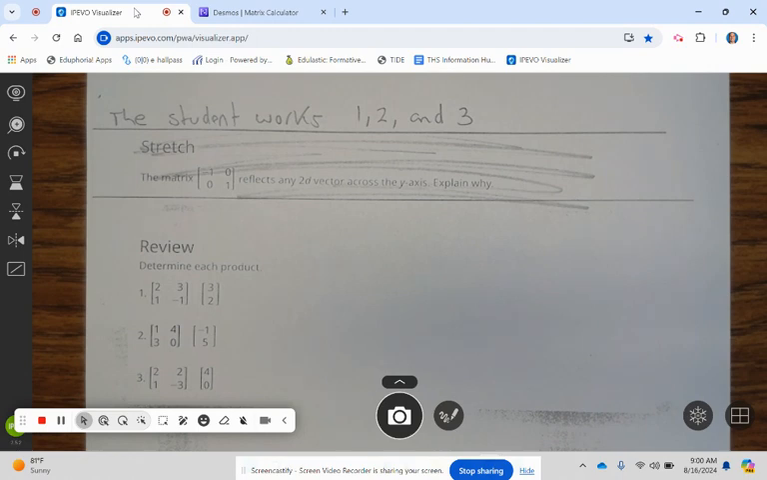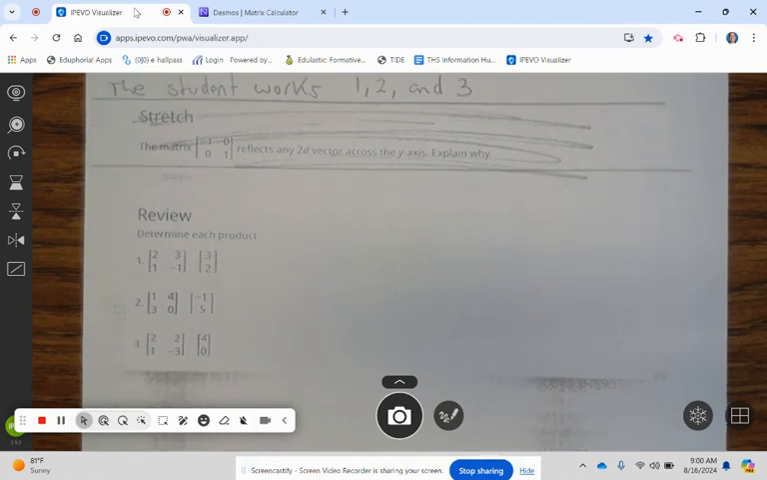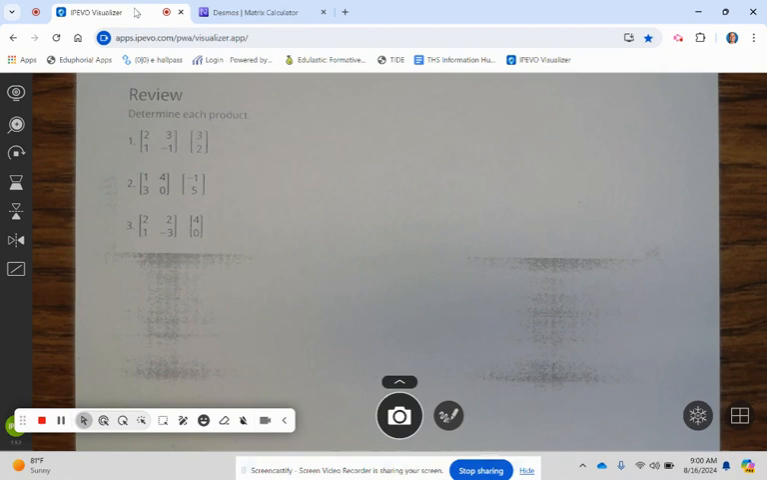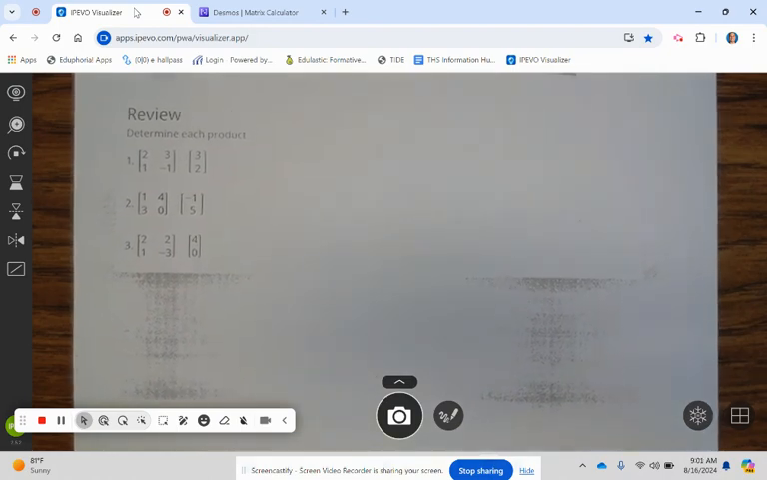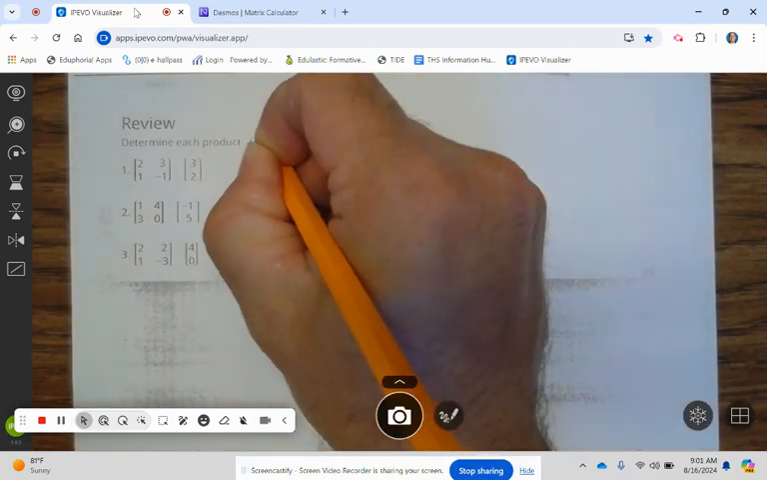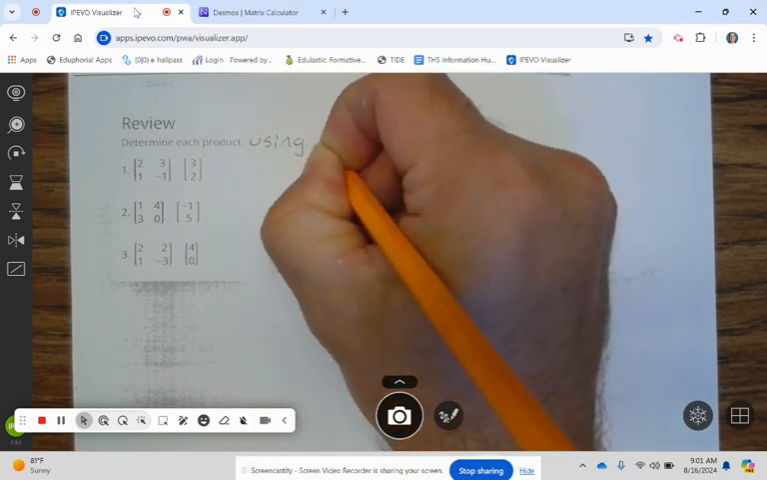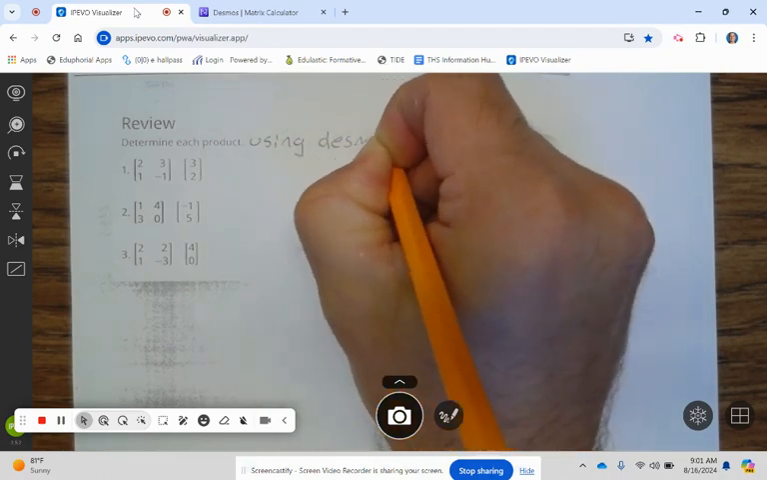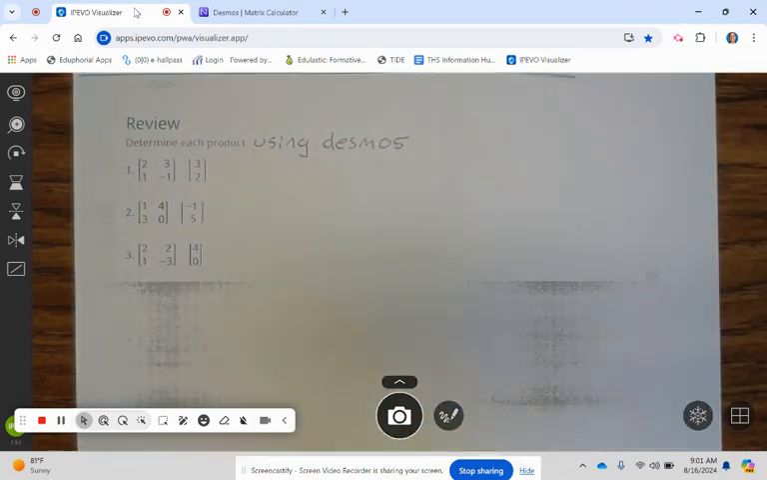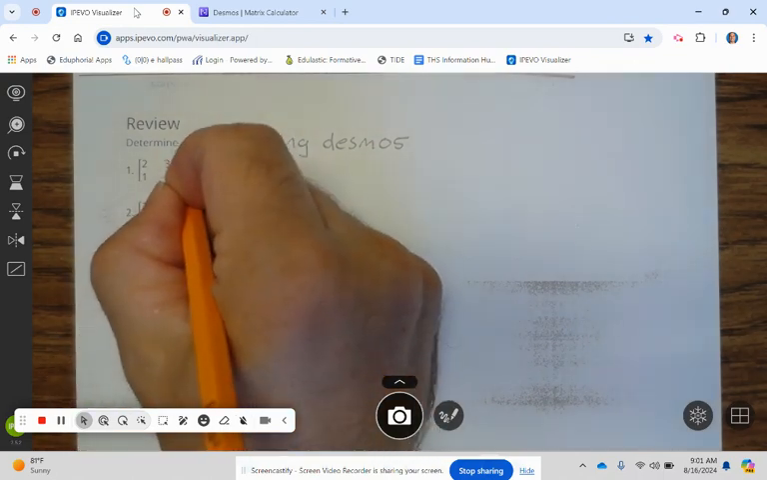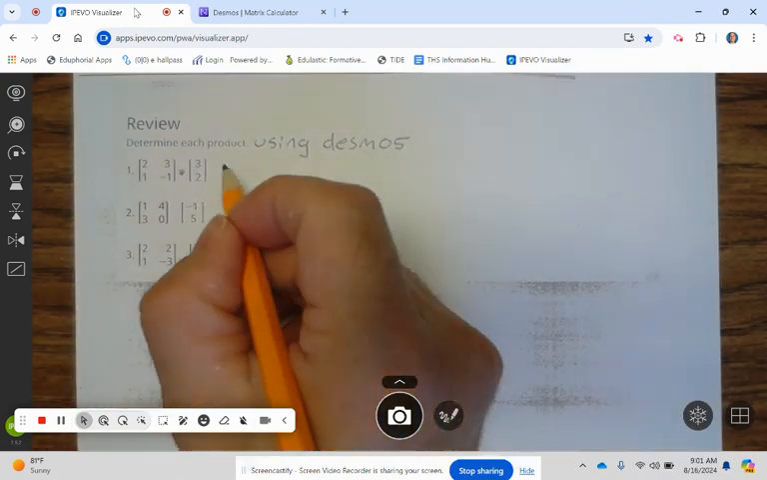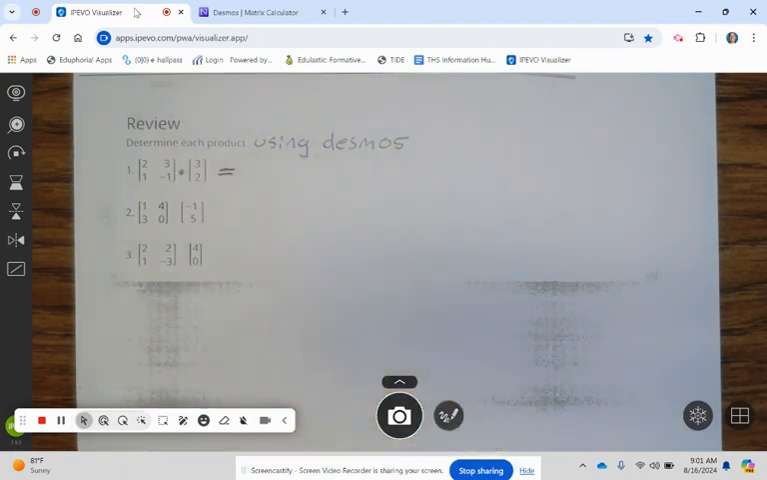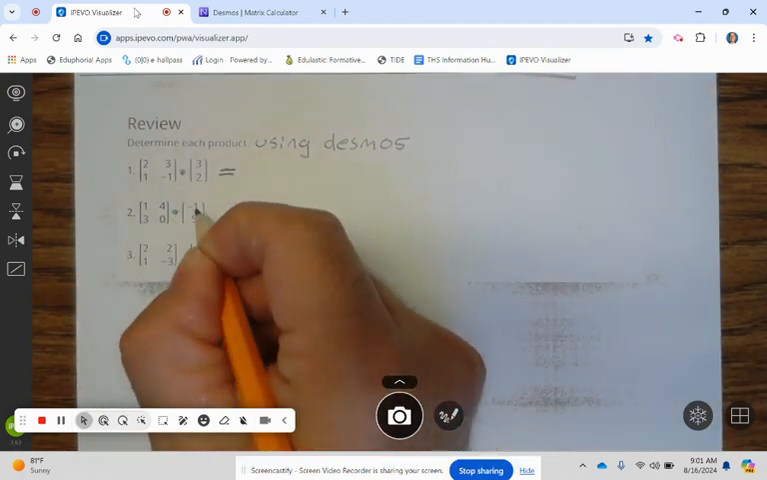The student works 1, 2, and 3. And it's really simple. All you need to use is Desmos. And you'll put this matrix in, put a multiply, this matrix, and so on. You'll do the same thing for each of those.